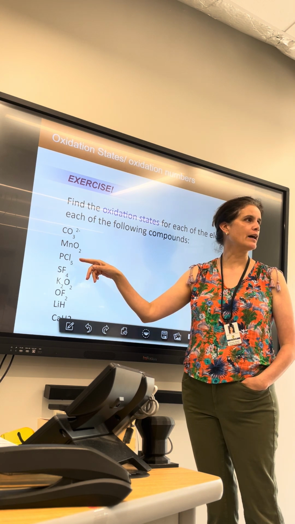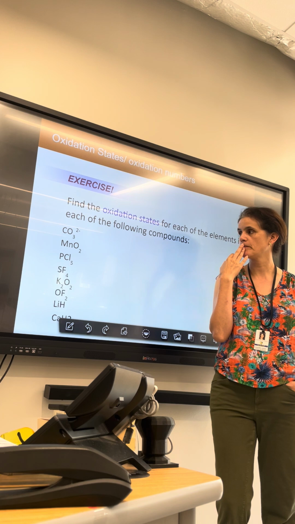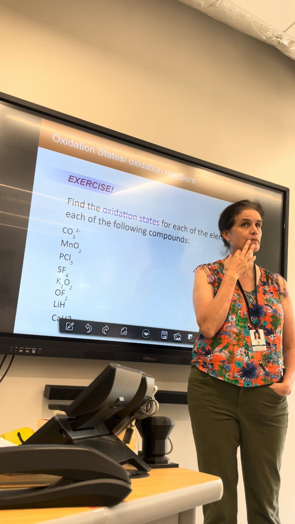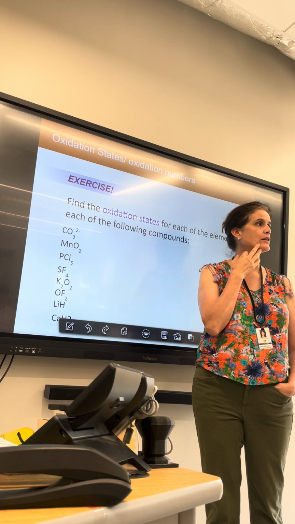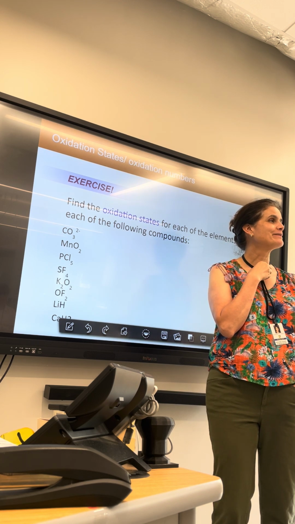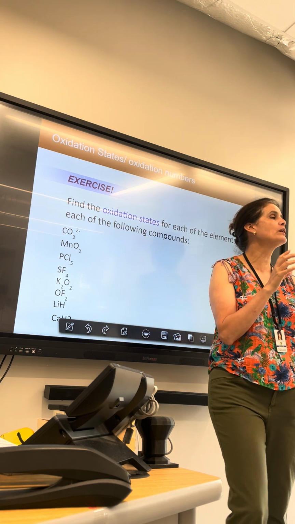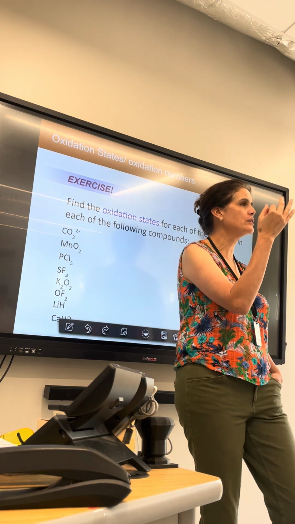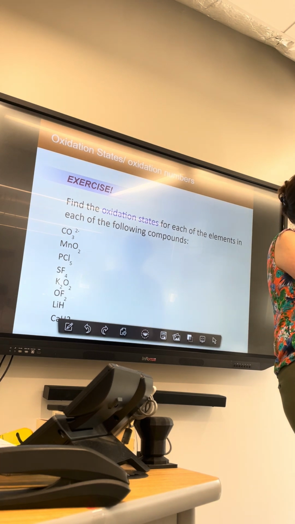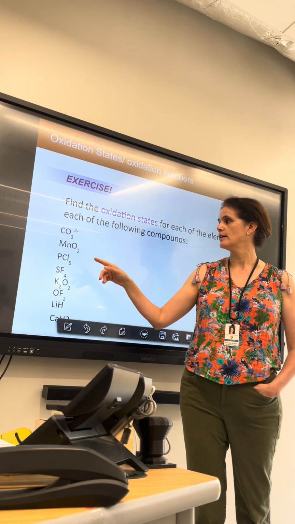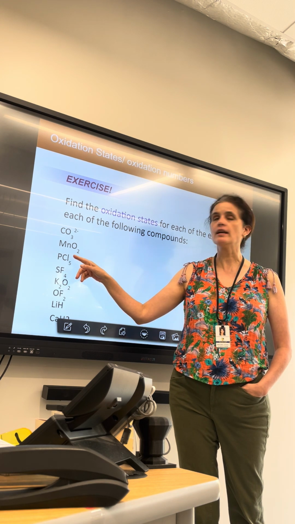PCl5. What's the charge of phosphorus? No. These are made up. These are charges that we are assigning. The only ones that are for sure are fluorine, oxygen, hydrogen, and alkali metals. So forget that. Chlorine is -1, right? Yes, there are 5 and it's -1.